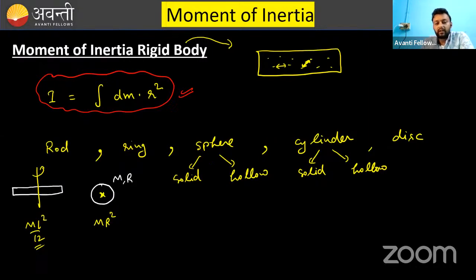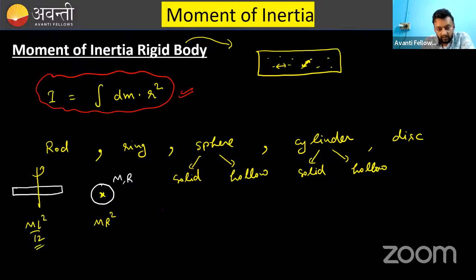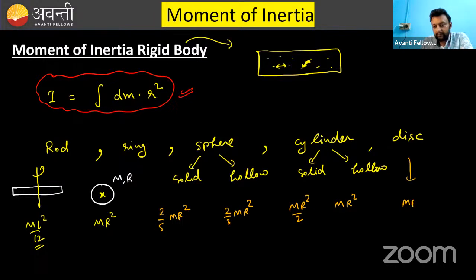You should remember this. A sphere, if I talk about solid sphere and hollow sphere, solid sphere is 2 by 5 mr square. Hollow sphere is 2 by 3 mr square. Cylinder, if I talk about solid cylinder, that is mr square by 2. Hollow cylinder, mr square. If I talk about disk, this is mr square by 2.